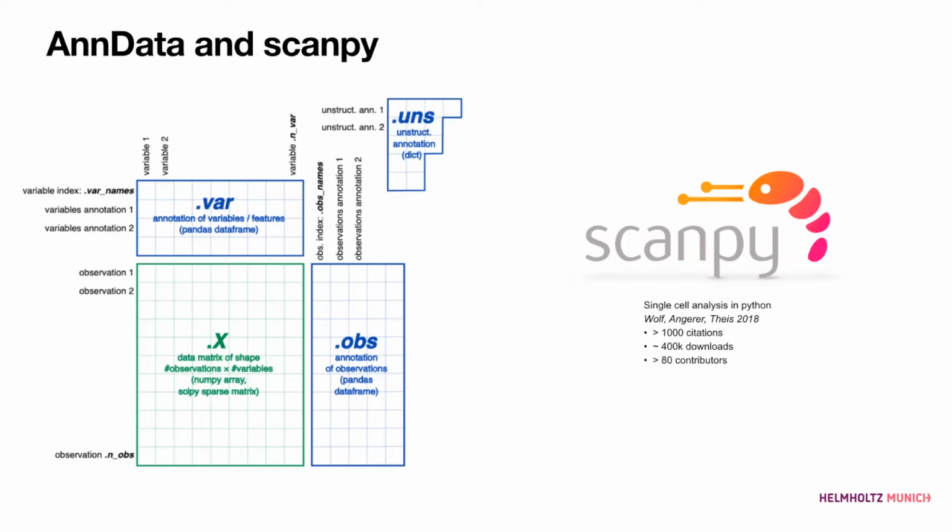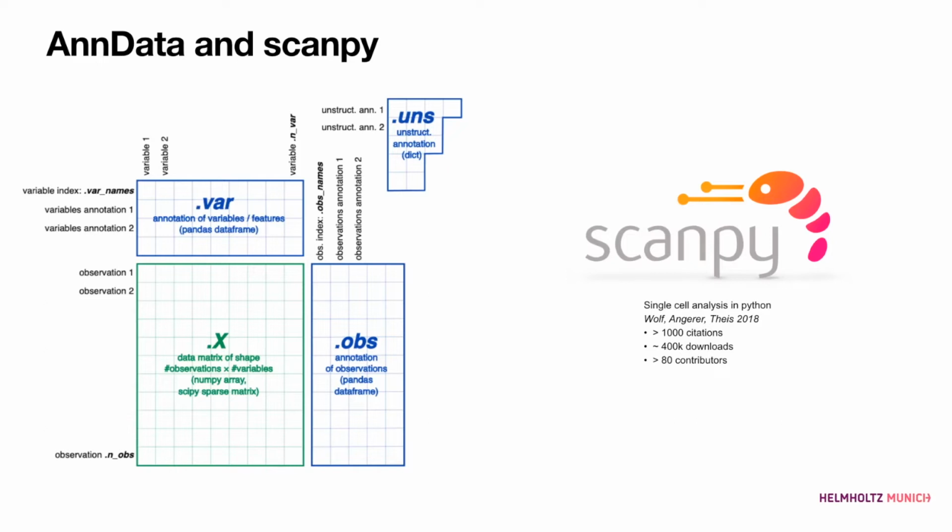In addition, there might also be some unstructured information. This is stored in uns, and this is essentially just a dictionary. So you can store whatever information that does not fit over the axis of variables or of observations. You can just store it in uns.